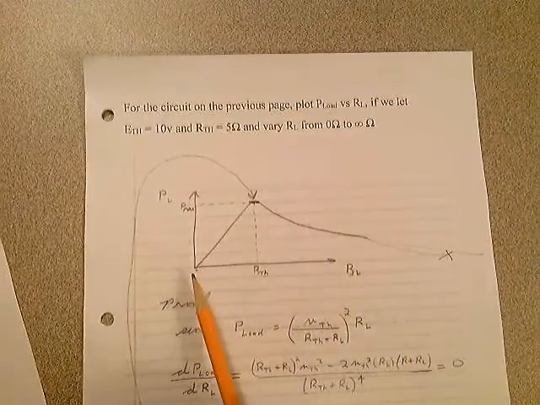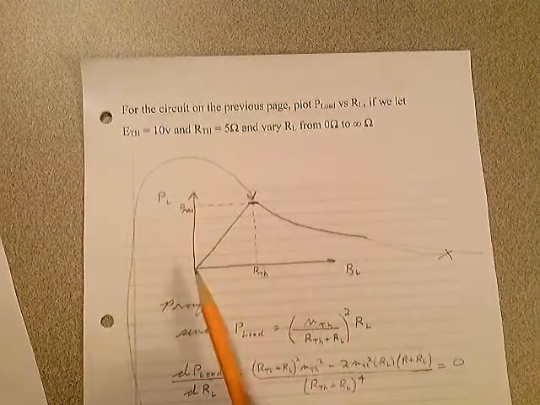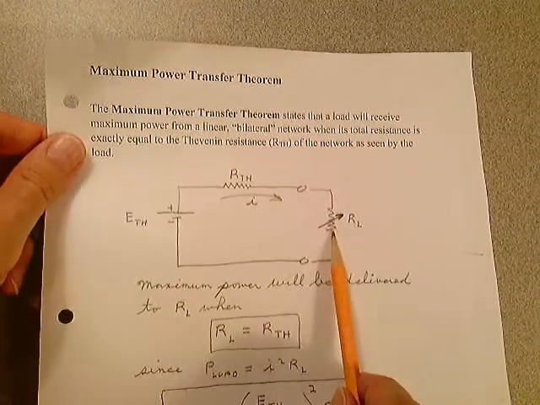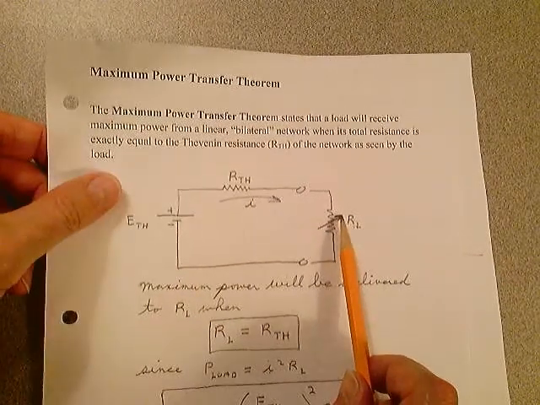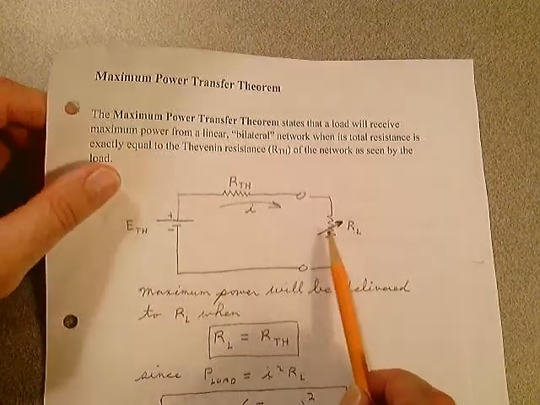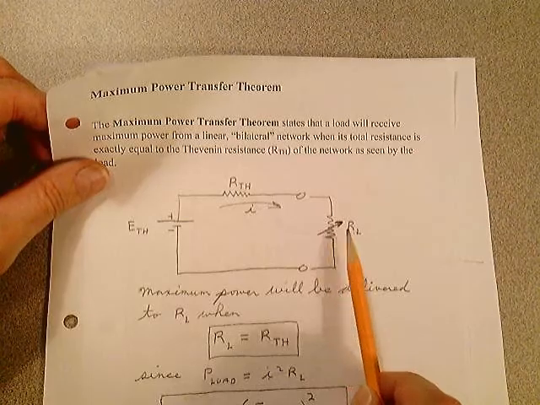And we're going to plot power in the load versus RL. Versus that value right there. And we start at 0. When that resistance is 0 ohms, what's the power going to be developed there? Well, power is I squared R.